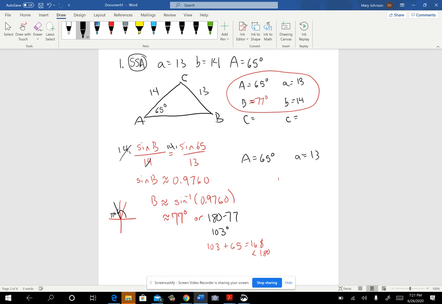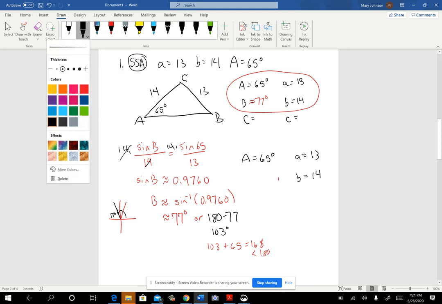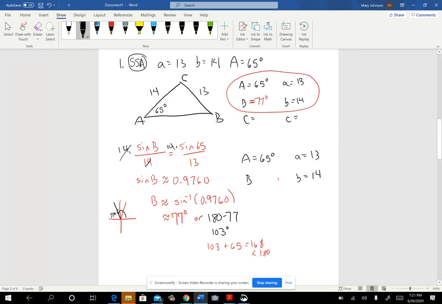So the given information, of course, doesn't change, but you have to do the one where B was 77 and then do the one where B was about 103 degrees. And then you need to finish up the rest of the problem. The finishing up part is not what gets tricky. It's that consideration right there. Knowing that, you need to solve both triangles.